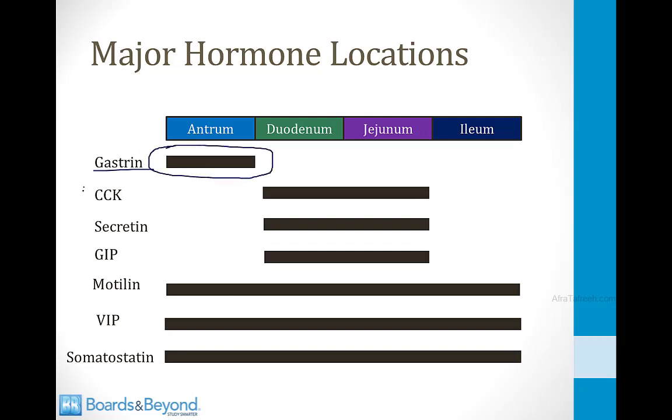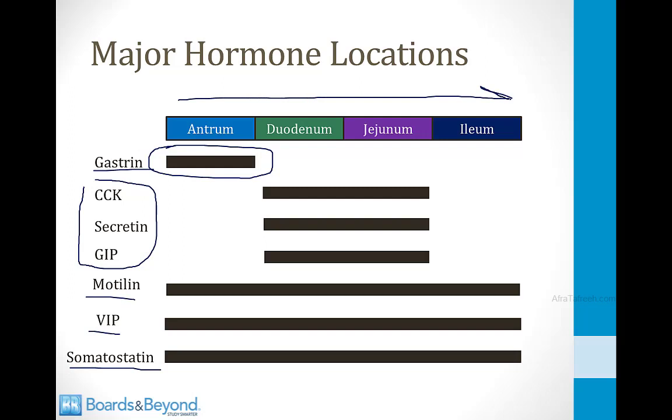So gastrin, for example, mostly comes from the antrum, although you can find small amounts in the small intestine. CCK, secretin, and GIP are largely duodenal and jejunal hormones. And then finally, motilin, VIP, and somatostatin can be found to some degree along the entire length of the GI tract from the antrum to the ileum. As I told you before, you may see slight variations on this graph in different textbooks, but these are the major locations for all the hormones we've been talking about in this module.